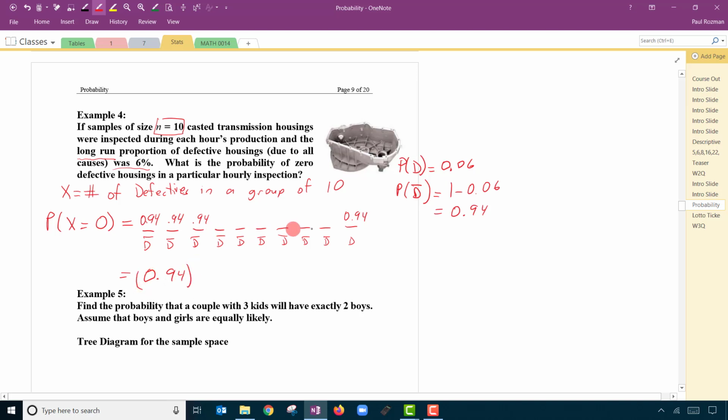I'm just multiplying 0.94 10 times, so I can write it as 0.94 to the 10th. The probability of that then ends up being 0.538. I would have had a hard time just guessing the answer to that, actually.